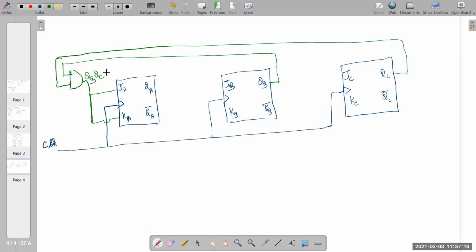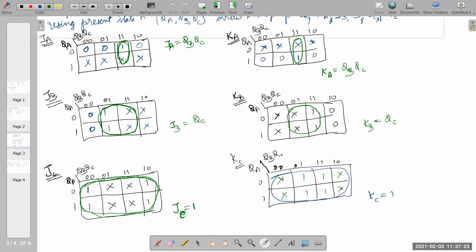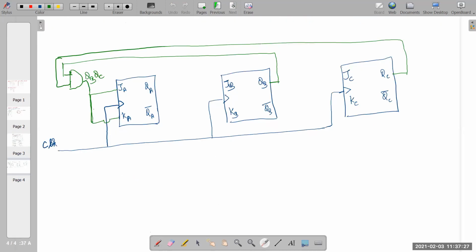Then what about JB and KB? Go to the previous slides. JB is equal to QC. KB is equal to QC. Here QC is there. This QC is coming here. So I can take it from here itself. I'm going to connect it straight away.